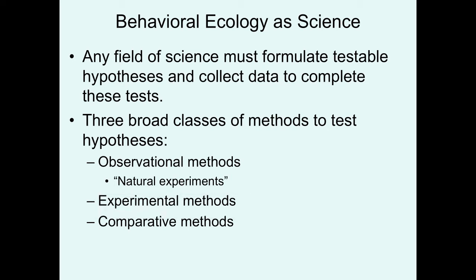And then the third method is sometimes referred to as a phylogenetic or comparative method. And in comparative methods, what we're looking for are patterns of evolution, patterns of trends in evolution, or patterns of convergent evolution. So one of the key tools to use in comparative methods are phylogenetic trees.